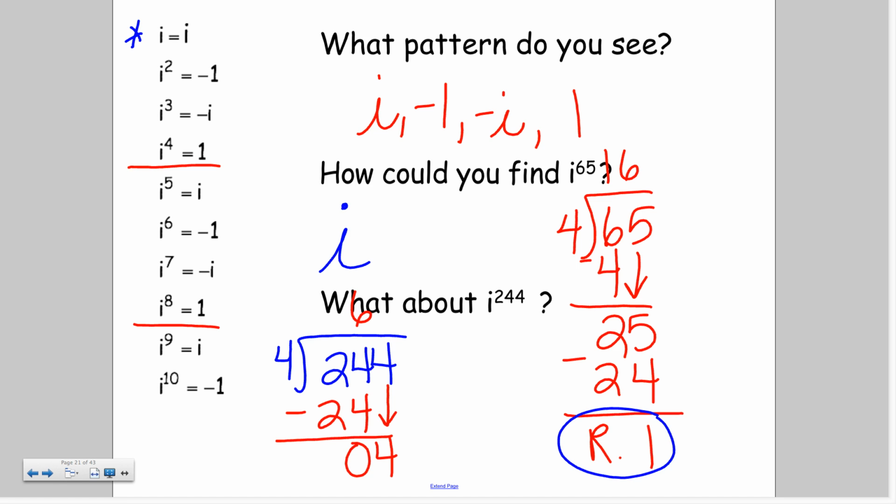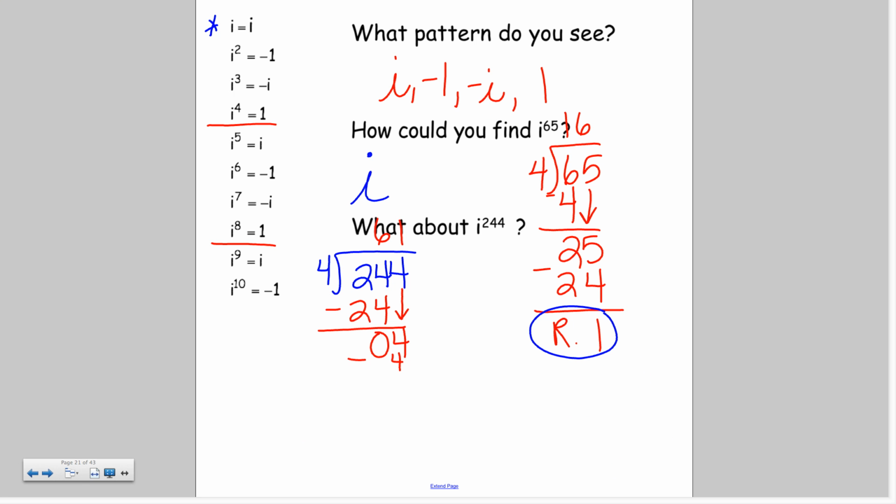4 times 1 will give me 4. 1 times 4 is 4, which means I don't have a remainder. When I don't have a remainder, my answer is 1. No remainder means 1. Everything worked out evenly. 1 is my answer.